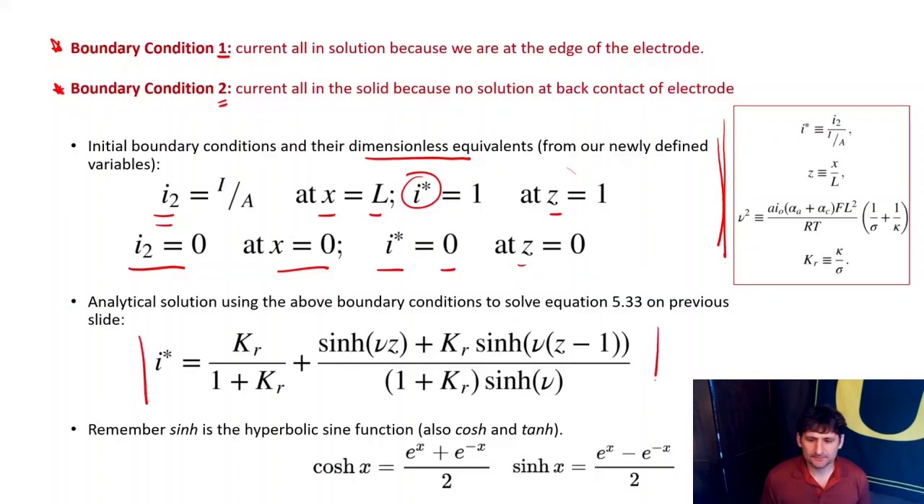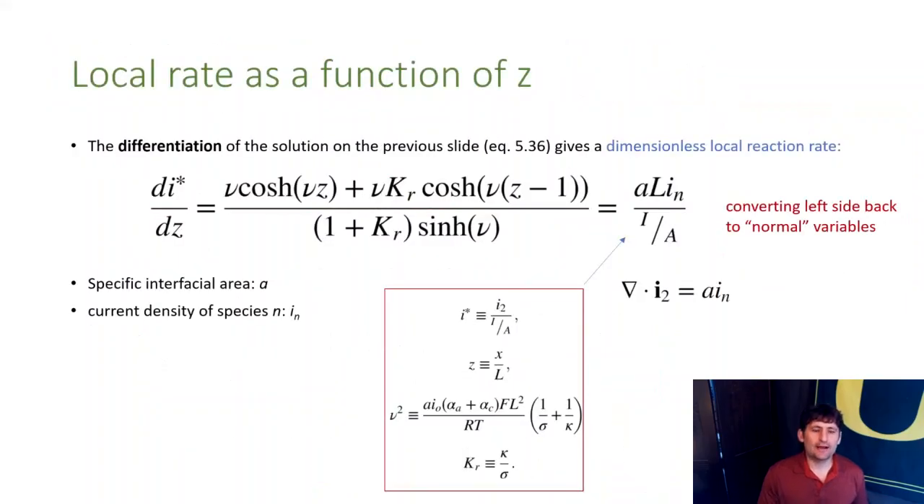It looks like this. It has these hyperbolic sine terms in it. Cosh is the average, and sinh is the difference between e to the x and e to the negative x. So these are just functions that come out of solving the differential equation. We won't worry too much about the functional form of this equation. Let's look at what it does as a function of various parameters.